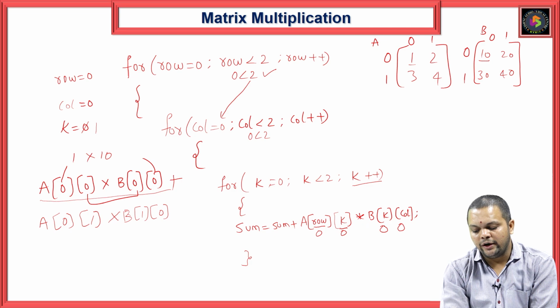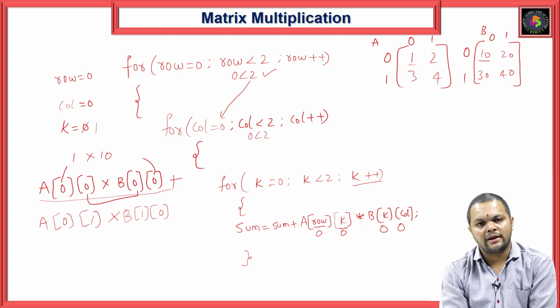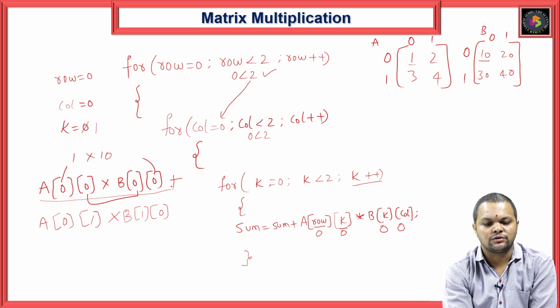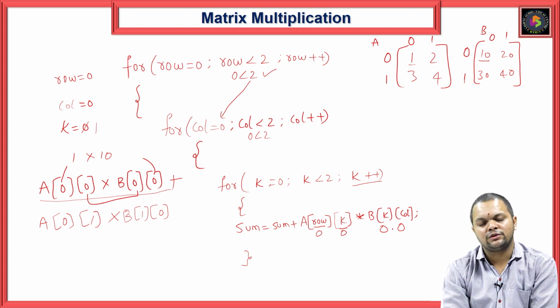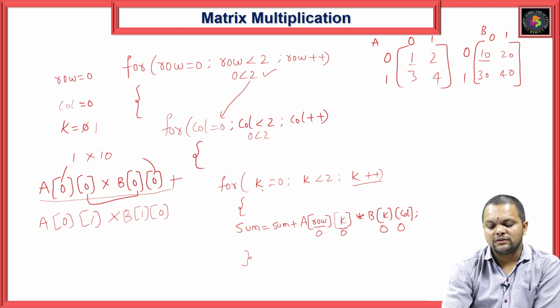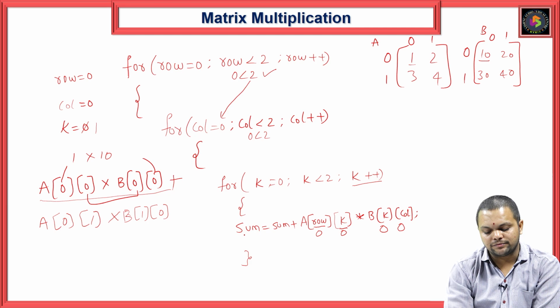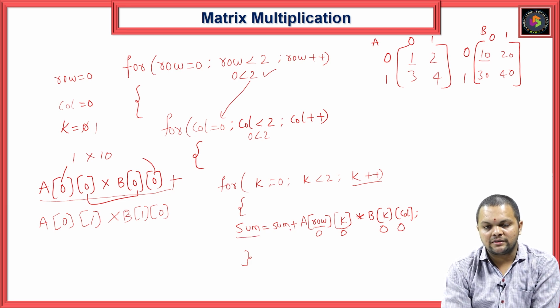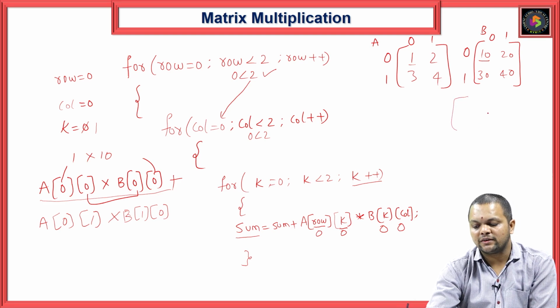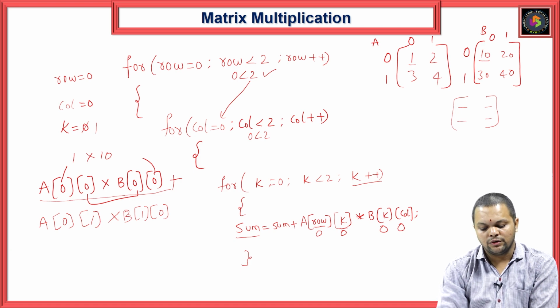So look at this. A of 0, 0 into B of 0, 0, plus A of 0, 1 into B of 1, 0. You'll get an answer for this, and that will be stored in sum. But this answer is an answer for which one? C of 0, 0.